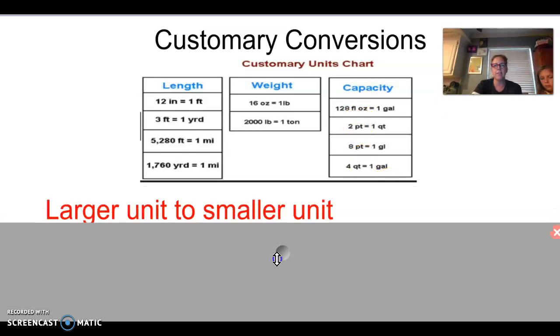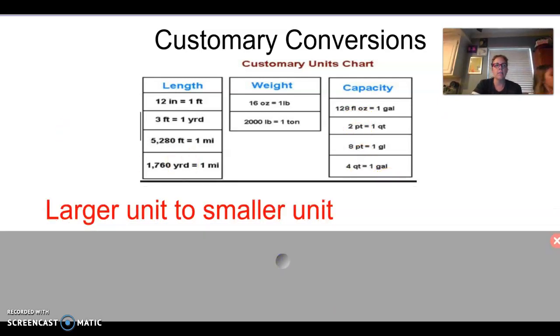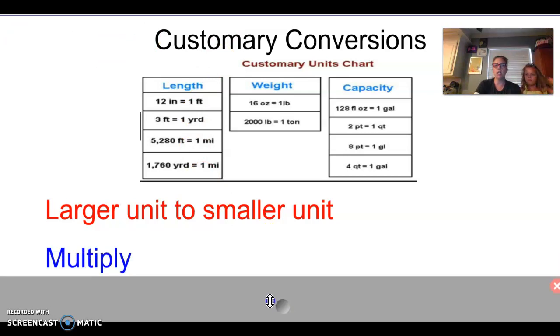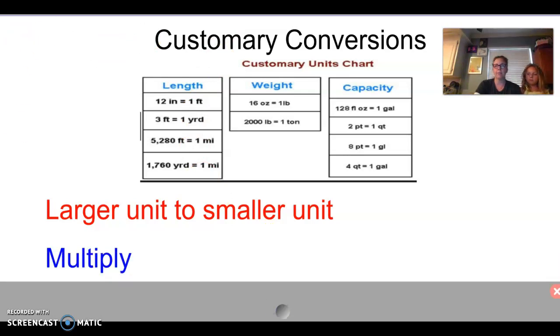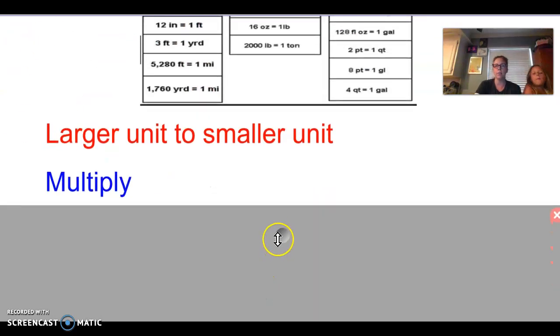So let's convert a few things. You need to make sure and write this down. When you're going from a larger unit to a smaller unit, so feet are larger than inches, if you're going from feet to inches, then you're going from larger to smaller, and you're going to multiply. Larger to smaller, you're going to multiply.